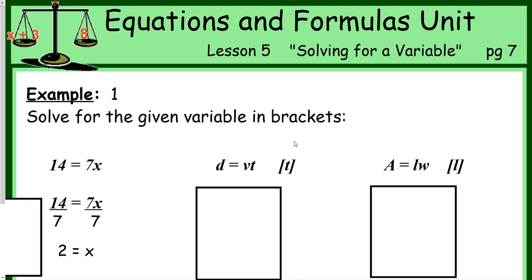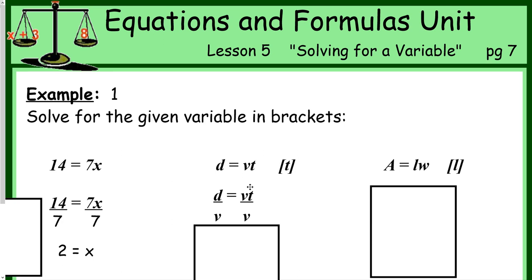You want to use the same idea on this question here. The letter in the bracket is the letter that we want to isolate for. So we want the t to be by itself, and it is multiplied by the v. So we'll do the same thing as we did in this example. We're going to divide by the v on both sides. Okay, now these v's will cross out. V divided by v is 1. So we will be left with t on the right-hand side, and on the left it will be d divided by v.